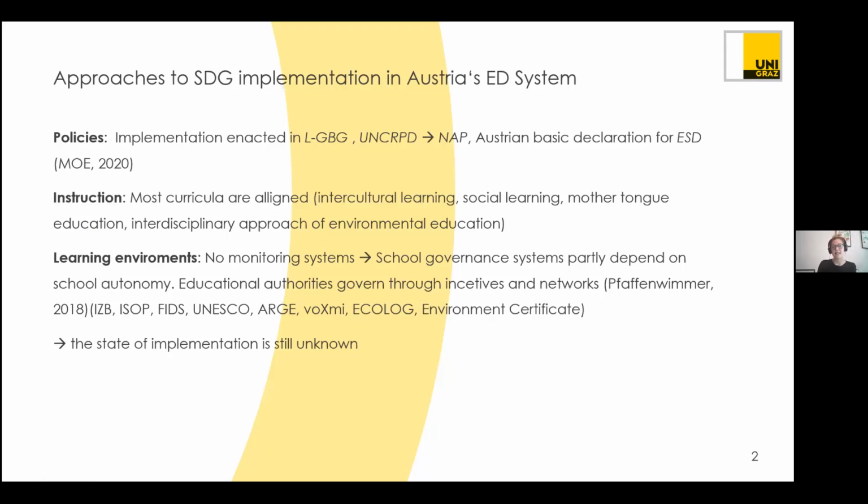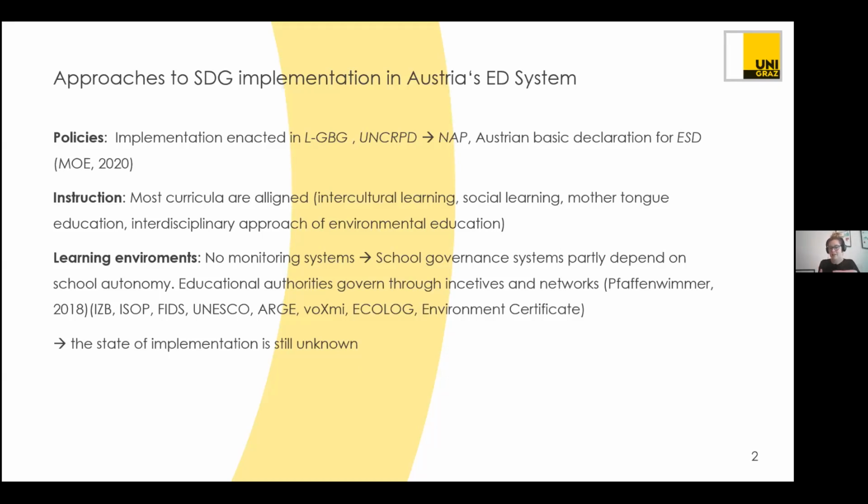On an instructional level, we can say that most curricula are aligned. The curriculum of the primary school, a little bit less than in the secondary school, but we find parts of the three dimensions of the SDGs in both of the curricula. In terms of intercultural learning, we have social learning where students learn to be respectful, tolerant, to reduce their prejudice. Some schools offer mother tongue education for students with a different mother language. And we find environmental education in a very interdisciplinary approach, so teachers of different subjects also take environmental education into account.